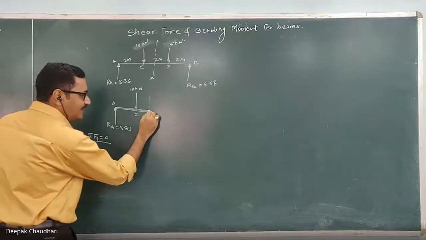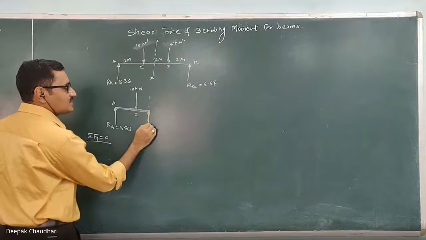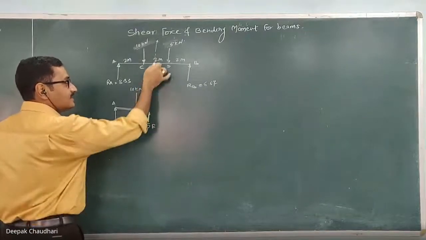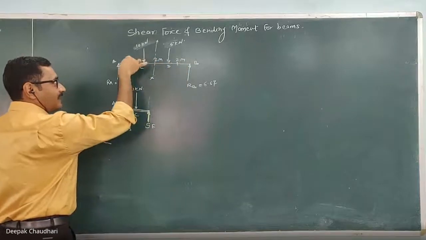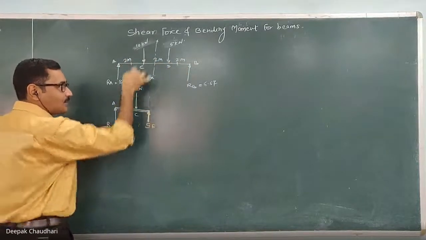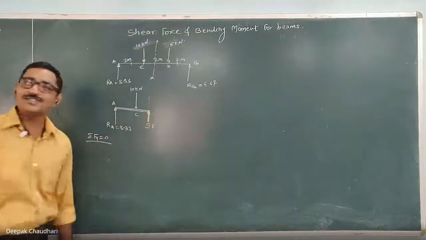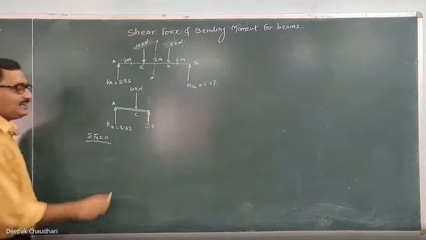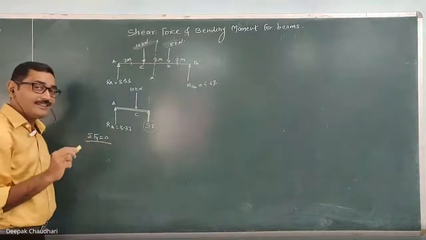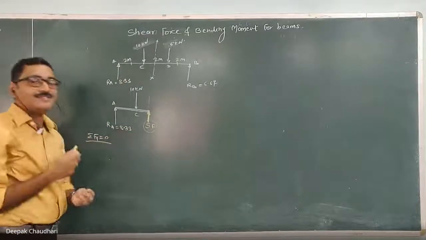And this internal resisting force which is induced at this cross section here is known as a shear force. This is known as a shear force at this section. The shear force at this section will be different at this section. So this is the internal resisting force induced at that particular section, and since it is tangential to the cross section, that's why we can say that it is a shear force at that particular section. So it is the internal resisting force which is equal and opposite to the external unbalanced shear force acting on that particular part.